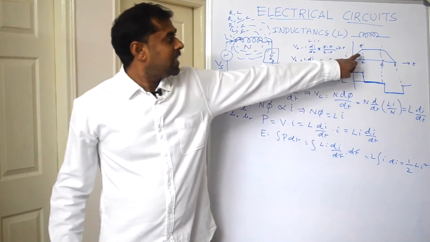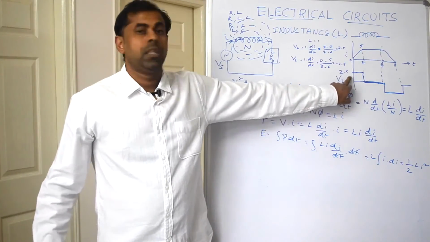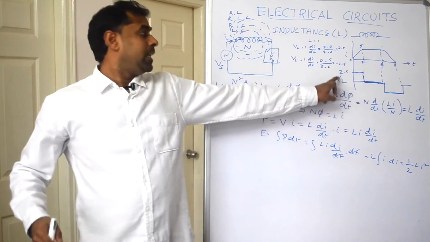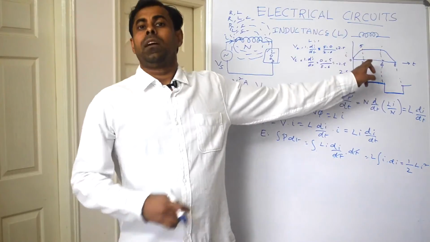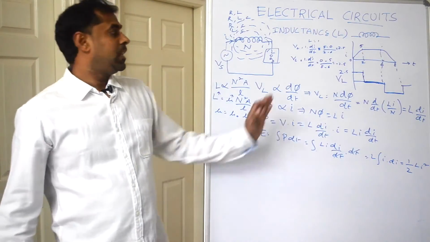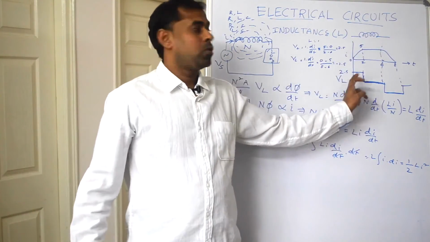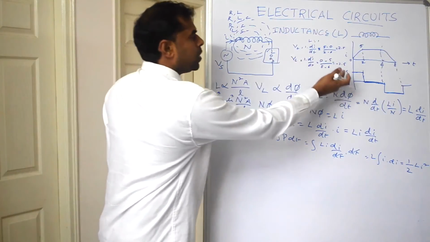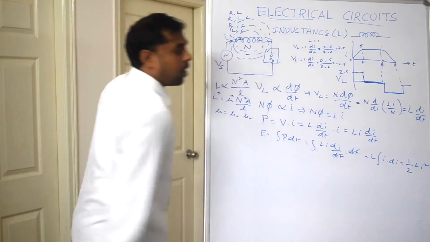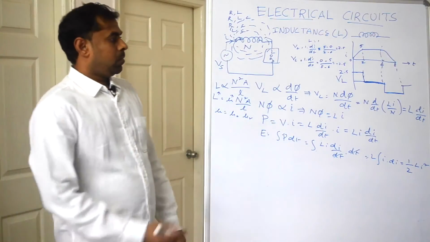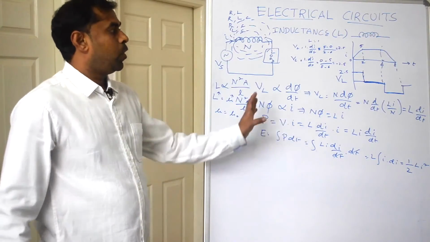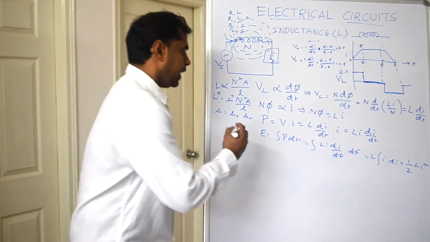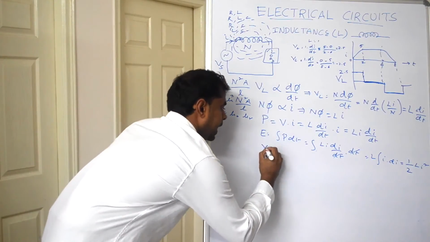So when the current changes, the voltage will be produced. Its sign changes with how the direction of current changes. If the current increases, the voltage will be positive. If it is decreasing, the voltage will be negative. Similarly, for any other waveform also we can apply this formula and get the equation for the voltage across the inductor.